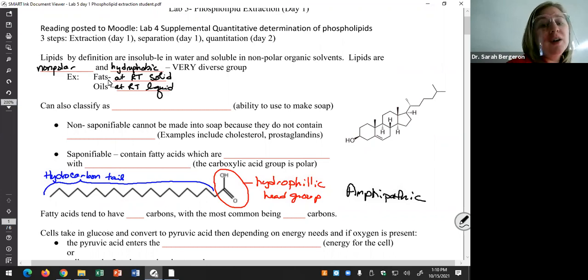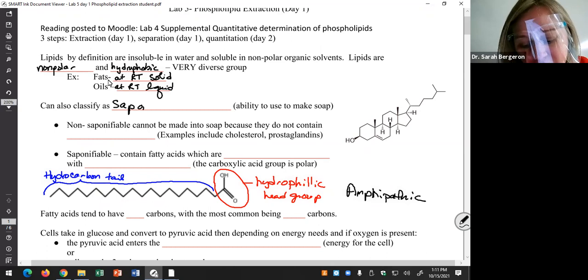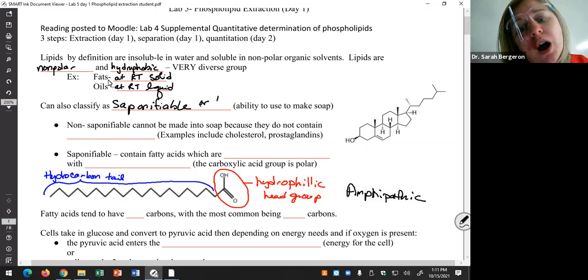And we're going to talk about why fats and oils are different at room temperature. But you can give some basic classifications of lipids. Have y'all heard of lipids that are saponifiable? Saponifiable is just the ability to be used to make soap. So lipids are saponifiable or non-saponifiable, right?